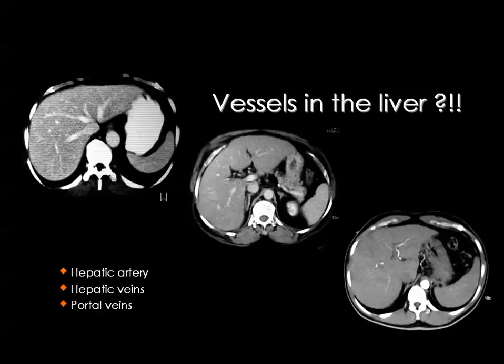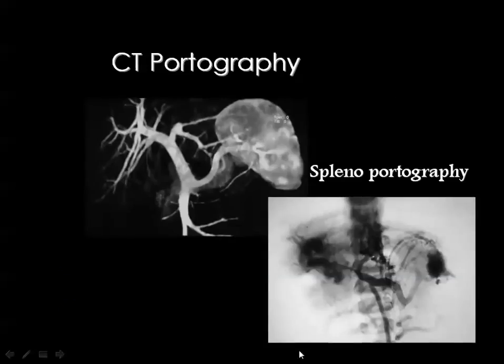And at the porta hepatis, of course, or the hilum of the liver, you can identify the portal vein. Then this is an old technique which is known as splenoportography, and we used to introduce a needle percutaneously into the spleen, and we inject a lot of contrast media aiming at the delineation of the portal venous system. And this is the site of injection through the spleen, and this is the splenic vein, as you know, and this is the superior mesenteric vein, and here you can see the portal vein, and you can see multiple gastroesophageal varices in this area.